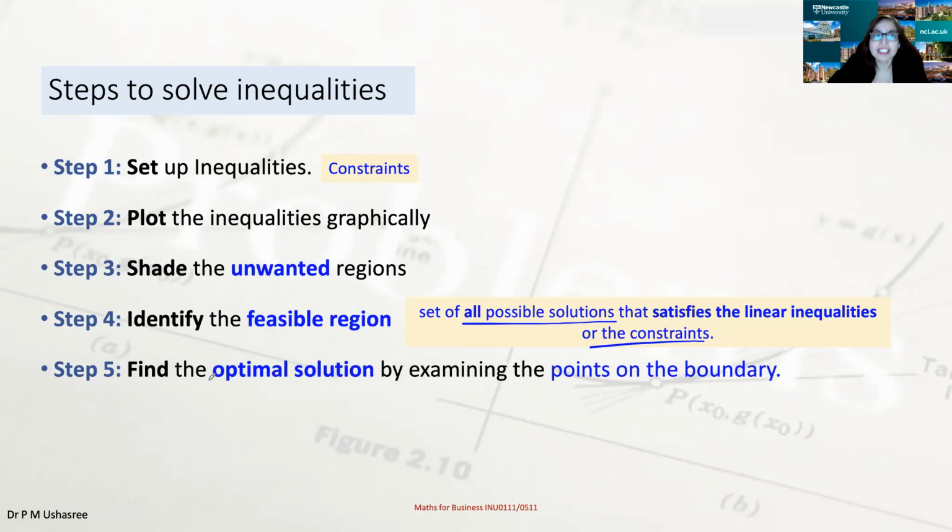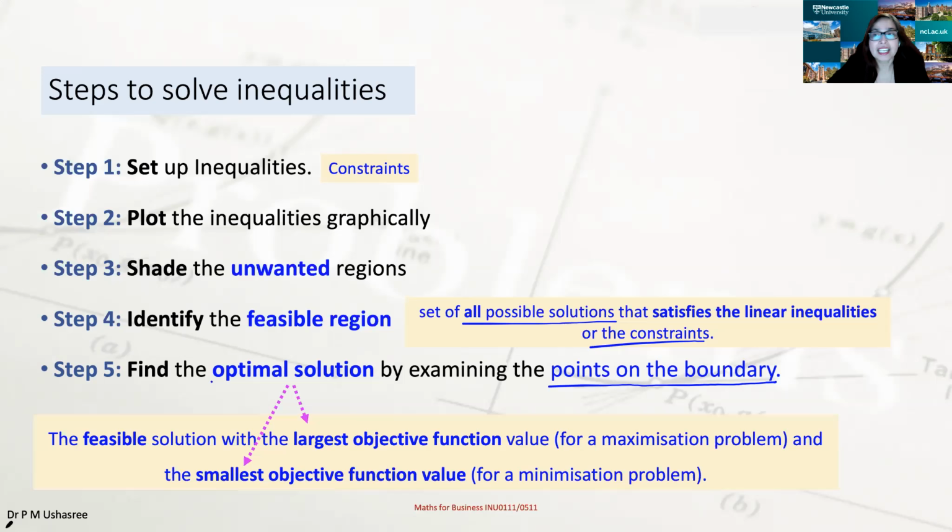And finally, find the optimal solution by examining the points on the boundary. What is an optimal solution? It is a feasible solution with the largest objective function value for a maximization problem, and the smallest objective function value for a minimization problem. In our question, we are looking at maximizing the profit, so it is a maximization problem. That is, we have to look at the largest objective function value for this question.